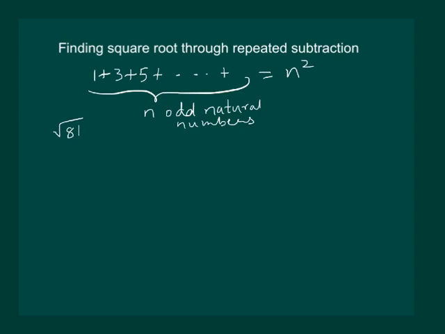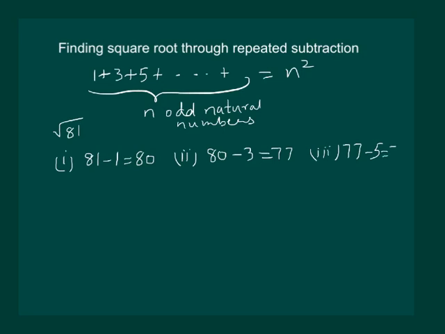We start by subtracting one odd number at a time. We get 81 minus 1 equal to 80. In the second step, from 80 we subtract 3, which will give us 77. In the third step, we will have 77 minus 5, which is equal to 72.